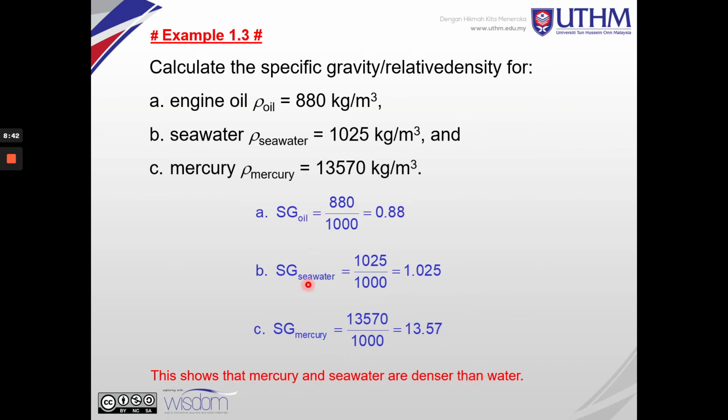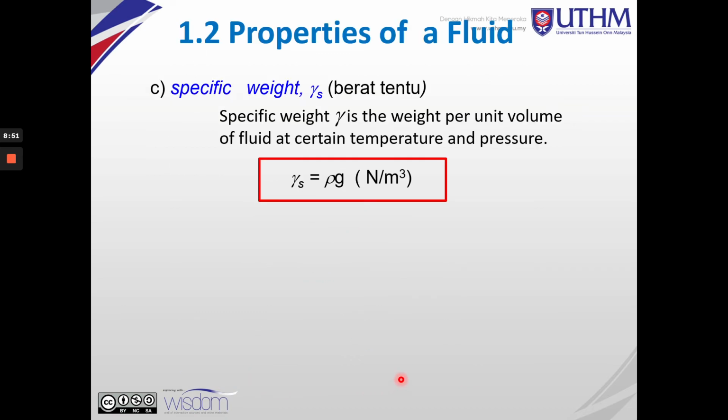Okay, this is oil. So there is seawater and this is the mercury. So this shows that mercury and seawater are denser than water. Okay, the specific weight. So using this symbol of this one. In Malay it's called berat tentu.